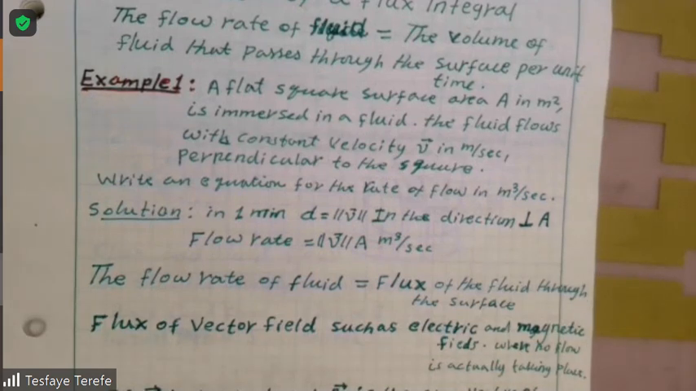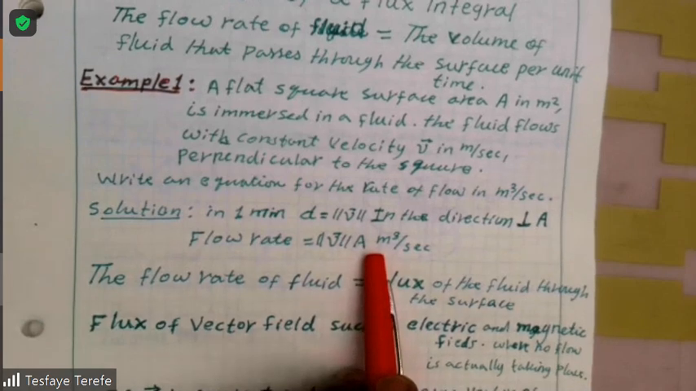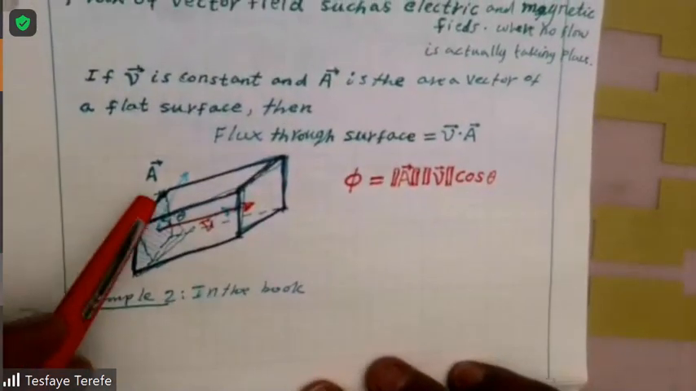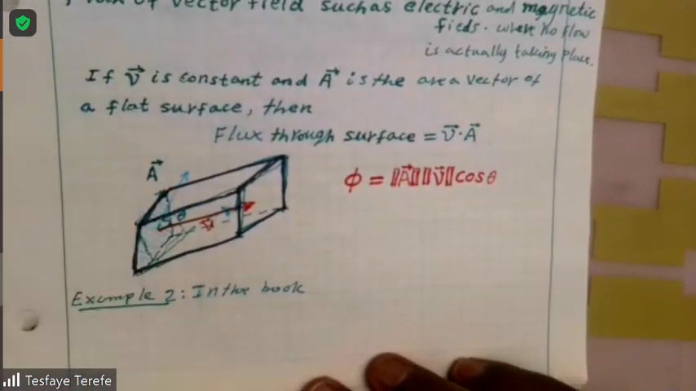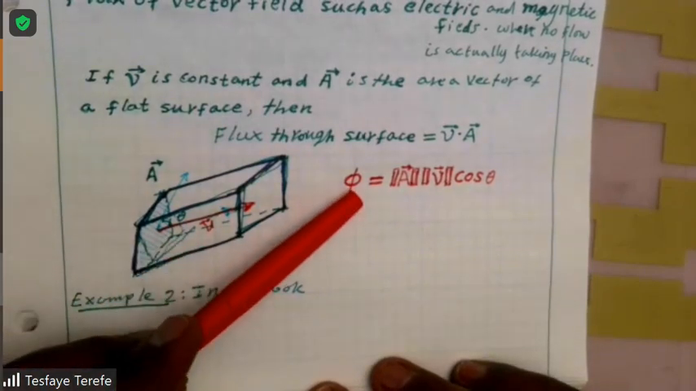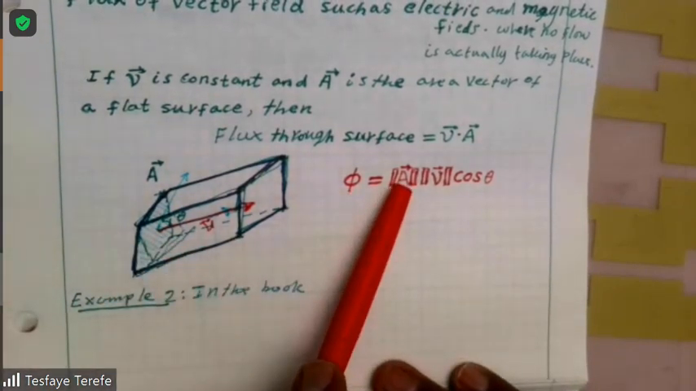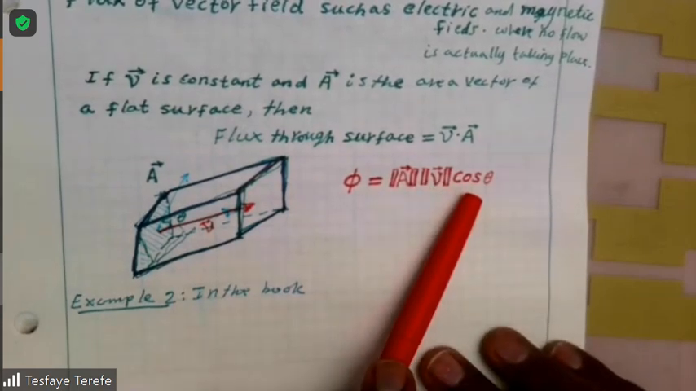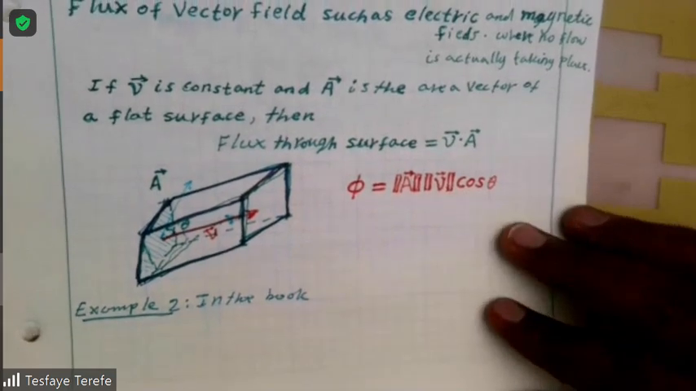If that flow is not really perpendicular, then what will happen? You are going to add the cosine of the angle between them. So in other words, if you have a flow which is going like this, then the flux will be the magnitude of A multiplied by the magnitude of V multiplied by cosine of angle theta. So if that is the case, can we do this example now?